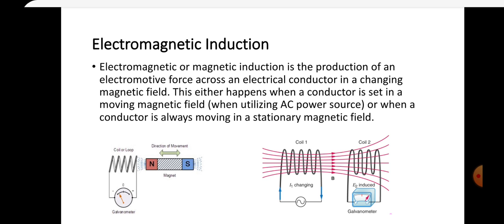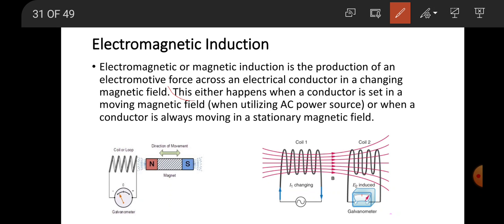Now let's continue. It says this either happens when a conductor is set in a moving magnetic field, when utilizing an AC power source, or when a conductor is moving in a stationary magnetic field. So here there are two ways that this can happen. It can happen this way, or it can happen this way.